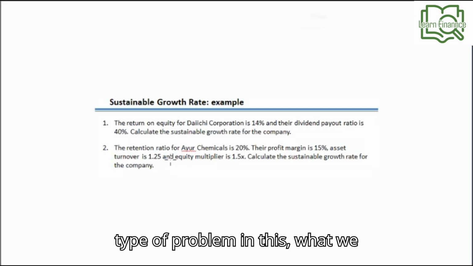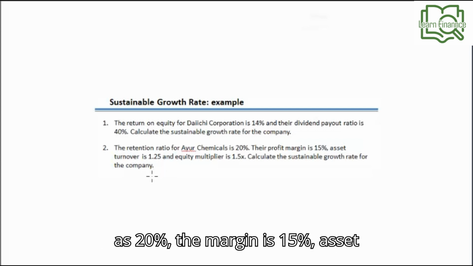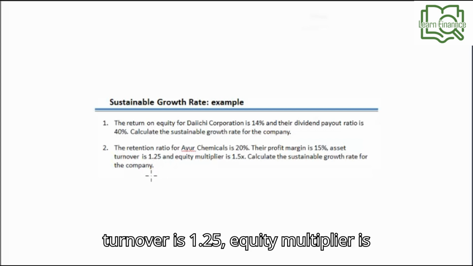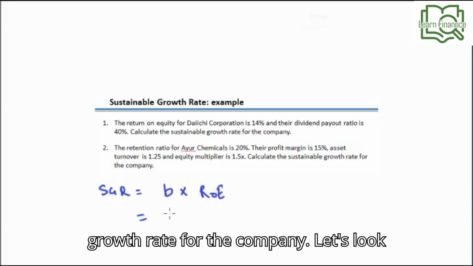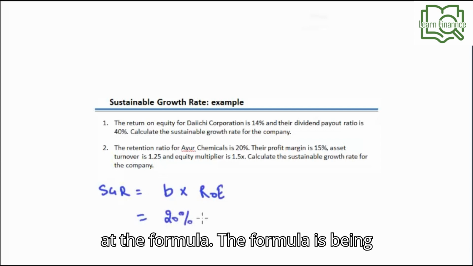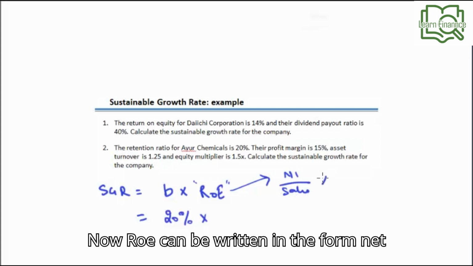In this, what we have been given is a retention ratio of 20%, the margin is 15%, asset turnover is 1.25, and the equity multiplier is 1.5x. We need to calculate the sustainable growth rate for the company. Let's look at the formula. The formula is B multiplied by ROE. B is the retention ratio, which is 20%.